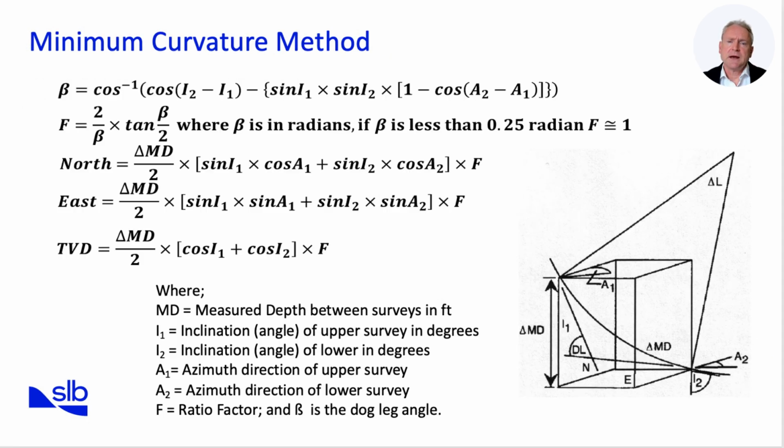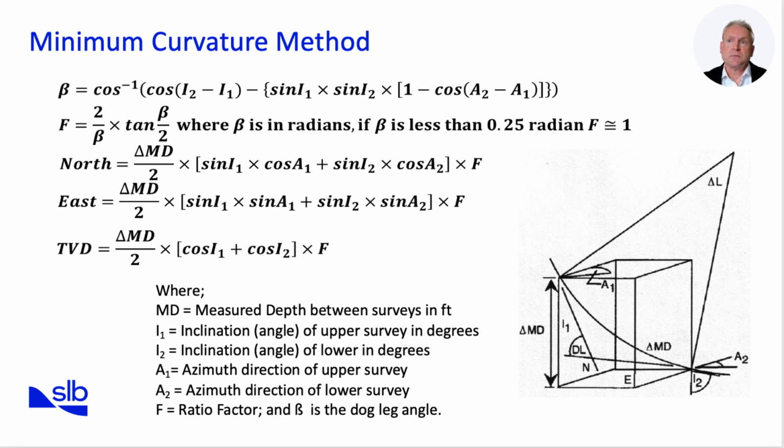Now we're going to look at how the minimum curvature method is calculated. The method assumes that the well path between two survey stations follows a section of a circular arc and not a straight line. This curvature is defined by a central angle called beta or dogleg angle, which is calculated using both the inclination and azimuth at the start and end of the interval. The formula for beta is shown where the value is calculated in radians.